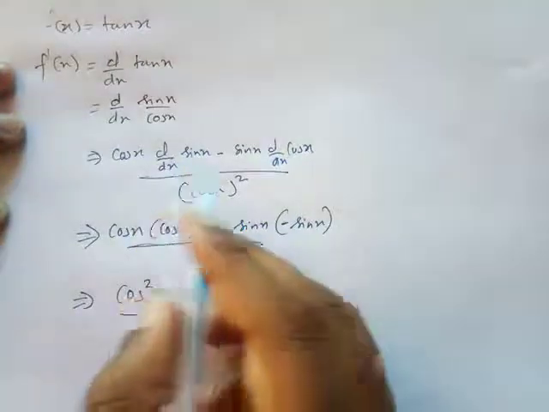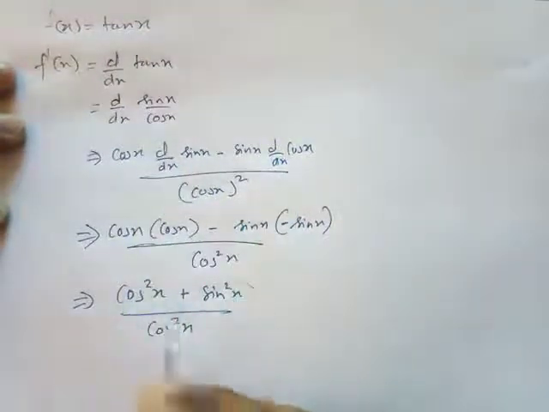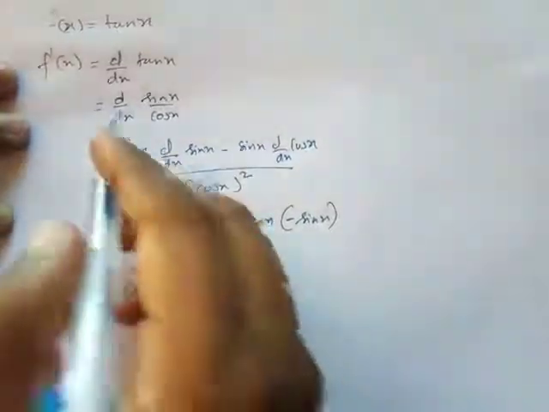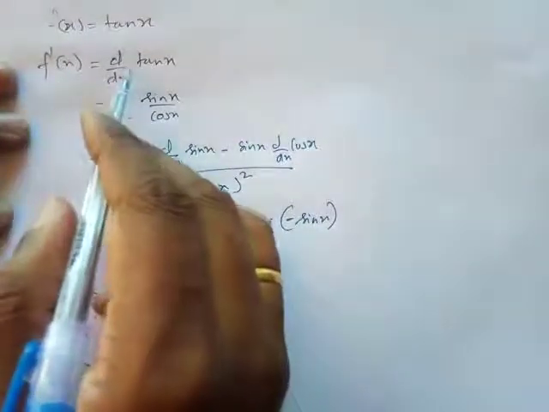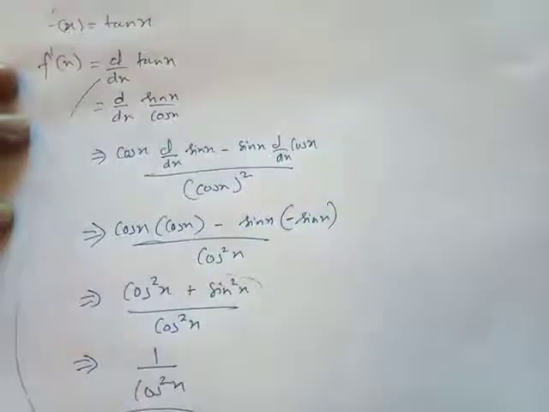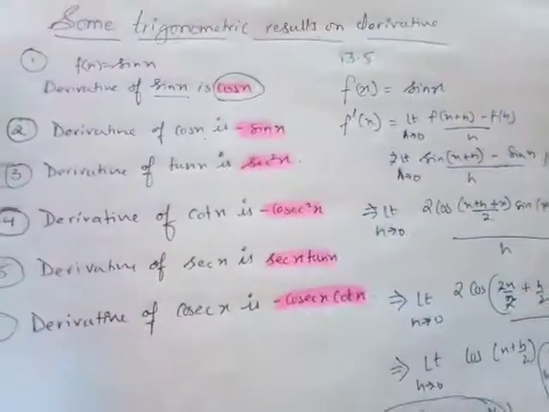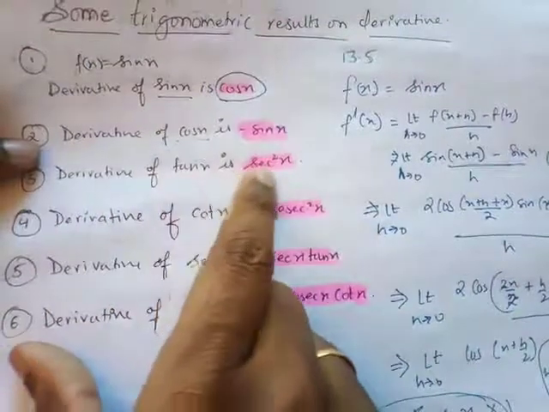Okay, the derivatives are gone. Now you know the value of this, it is 1. So 1 upon cos square x, and when you shift it, what remains is sec square x. So what will be the derivative of tan x? Sec square x. You can see over here I have written it down: derivative of tan x equals sec square x.